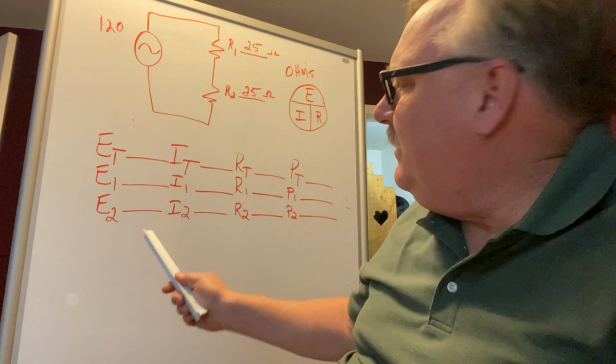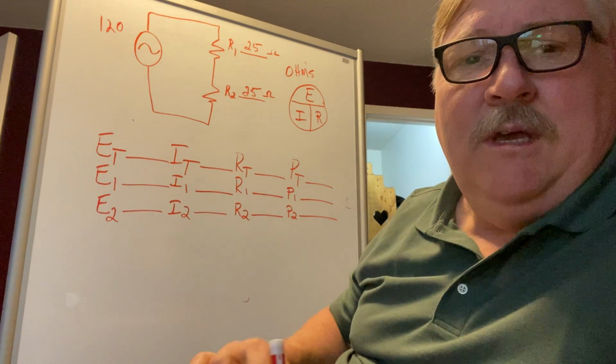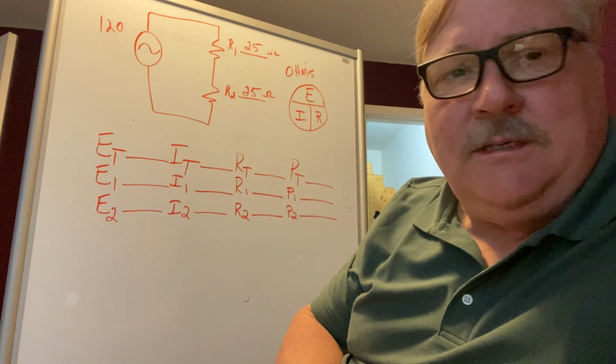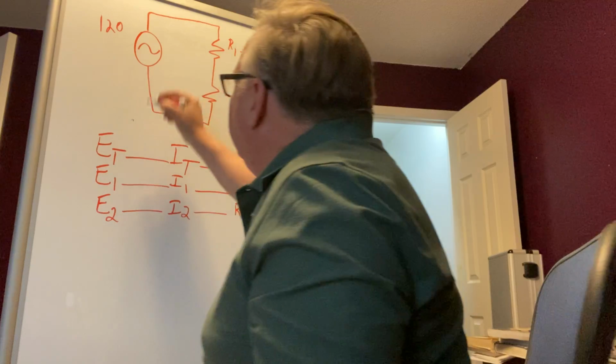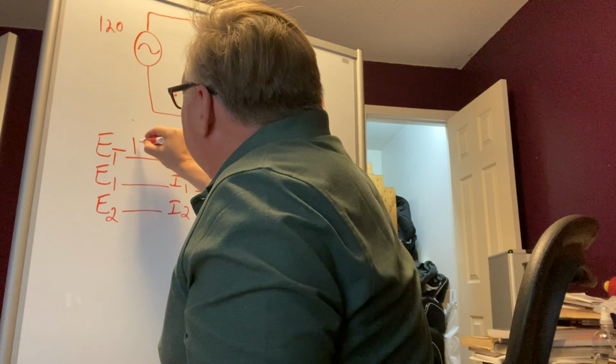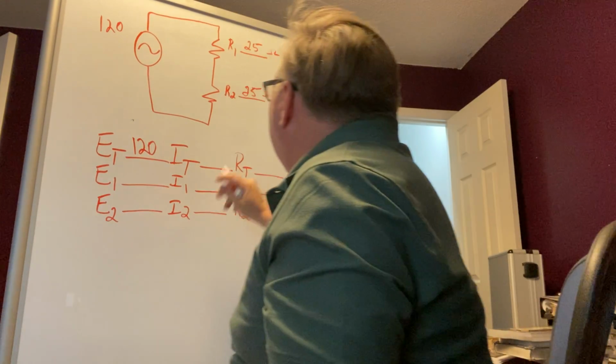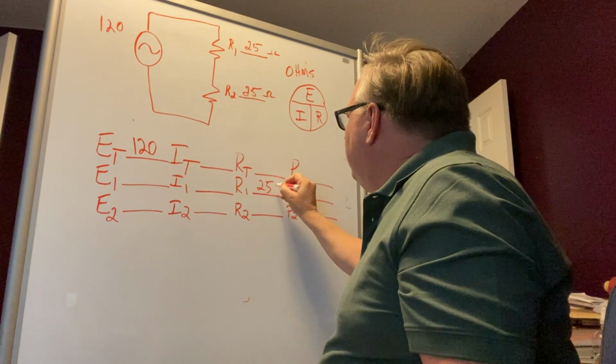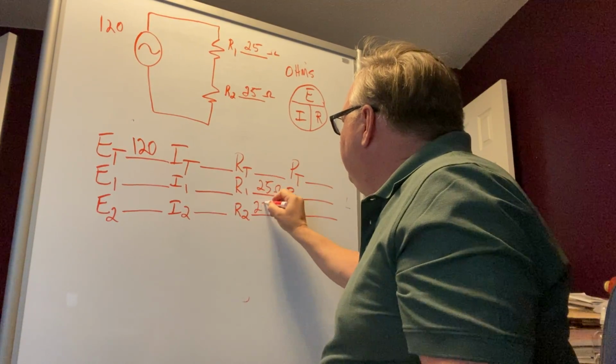Okay, so when you put this together, the first thing you want to do is write down all the given information that you have. Okay, so right now we know our circuit voltage is 120 volts, and we know resistor 1 and resistor 2 are 25 ohms. Okay.